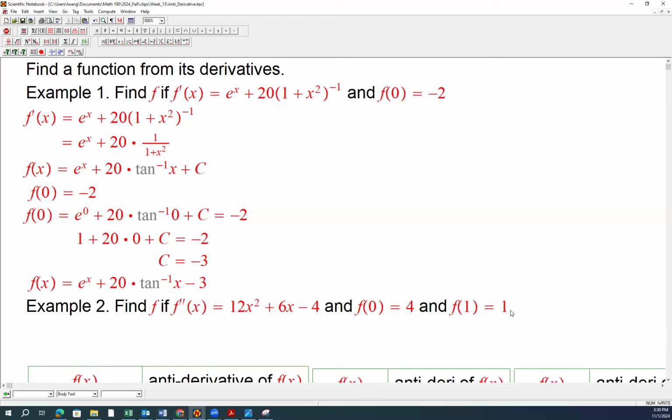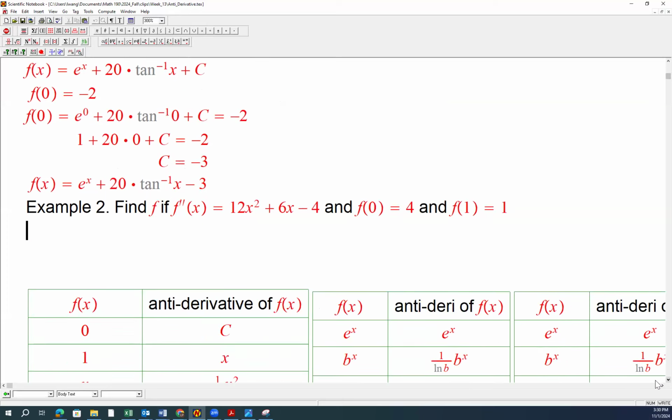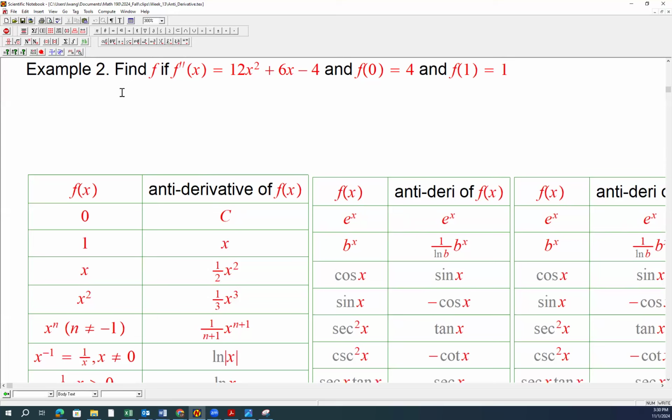Example number 2, we are given 2 conditions. We're given 2 initial conditions. Once again, it's pretty much the same drill, except this time we are going to generate 2 constants. All right. Let me just quickly double check. Yeah, it should be.